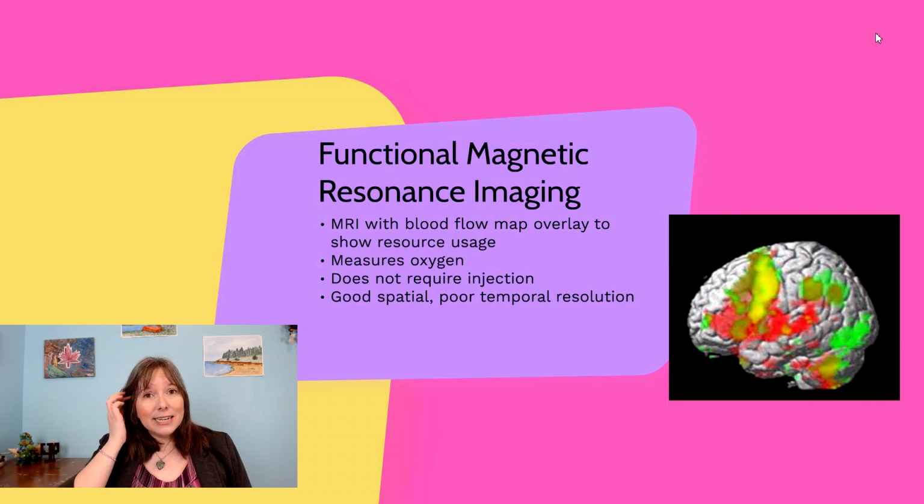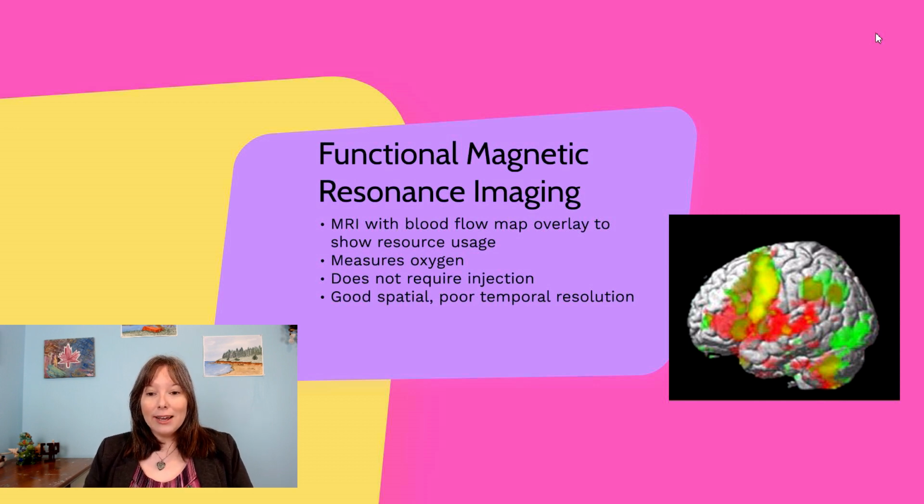Then we have, in the 1990s, we advanced the MRI technology to include functional MRI. So functional magnetic resonance imaging is where you take an MRI scan, but over top of it you overlay a blood flow map showing the resources used in the brain. So this is different than the PET scan. Instead of tracking radioactive tracers, we're now tracking oxygen, and it doesn't require injection.